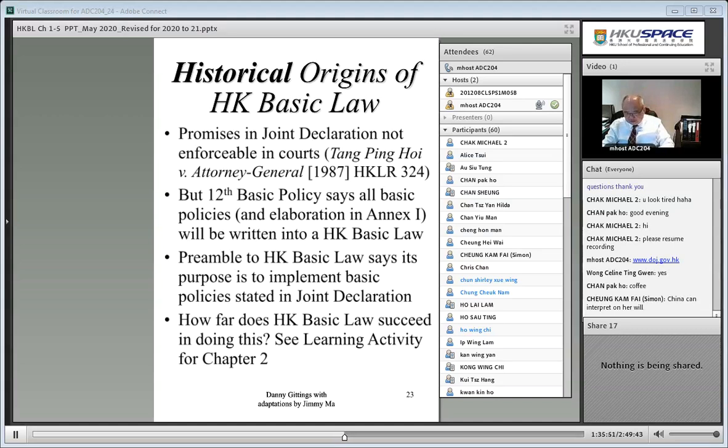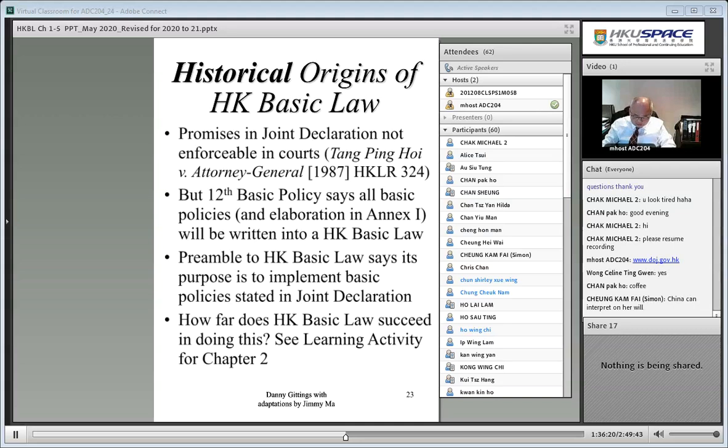So what I would like you to do is go back, look at chapter 2, the questions, and the question asks you to identify from the Hong Kong Basic Law certain articles which are relevant to a particular field of areas covered in the Joint Declaration, right?